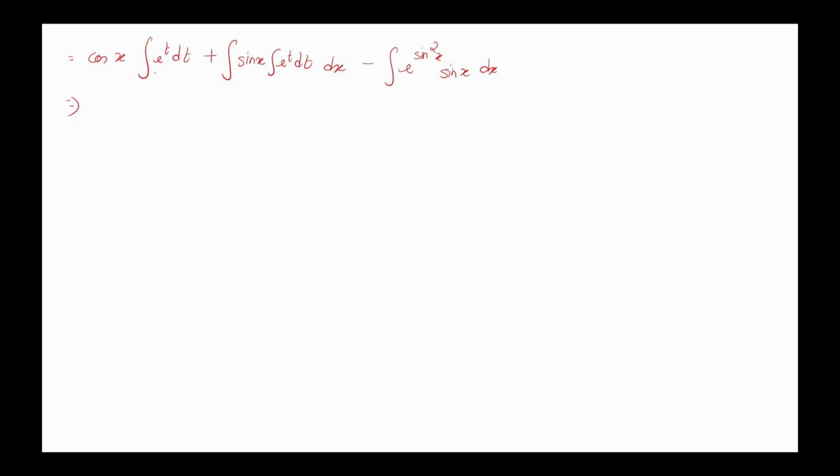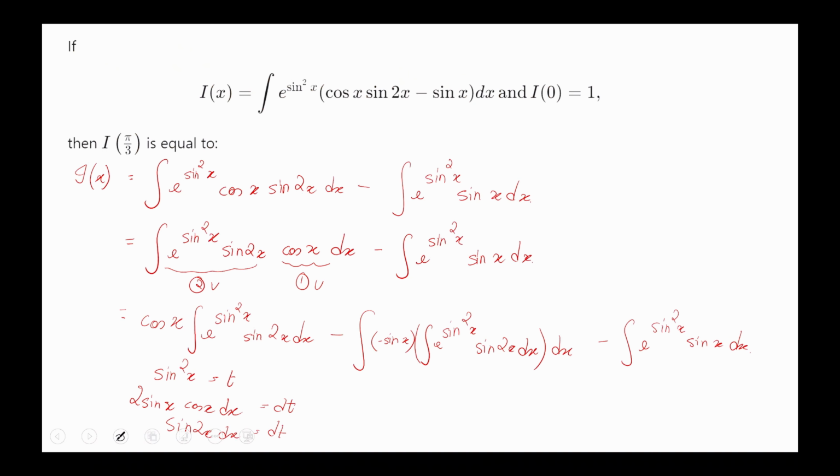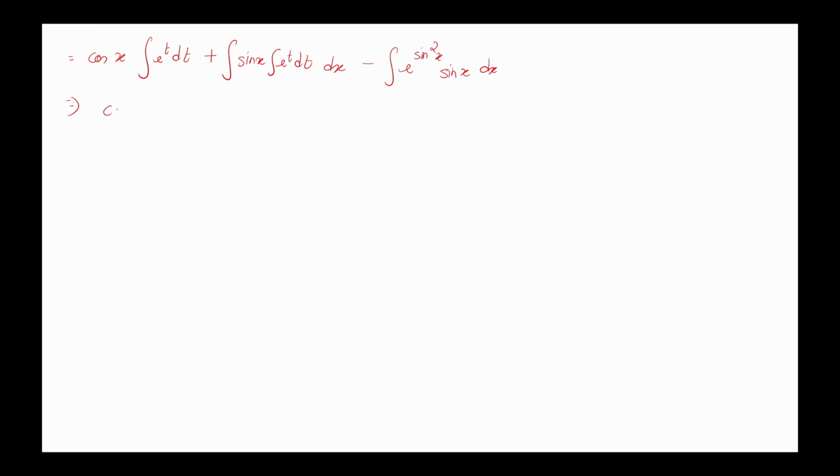So simply e to the power t can be integrated as e to the power t only. So after I get e to the power t, I'll replace my t as sine square x. So this would become cos x e to the power sine square x plus, here what am I going to have? Integration of sine x e to the power sine square x dx, and minus integration of e to the power sine square x sine x dx.